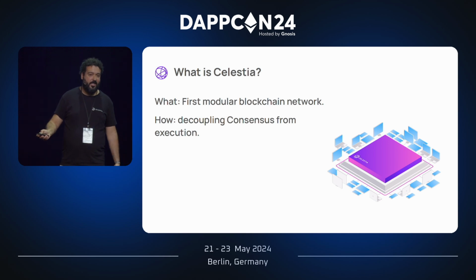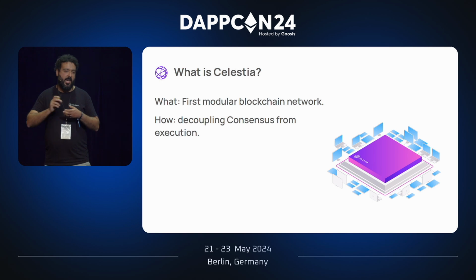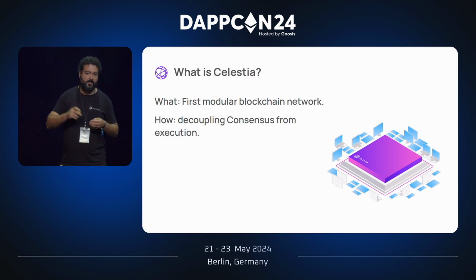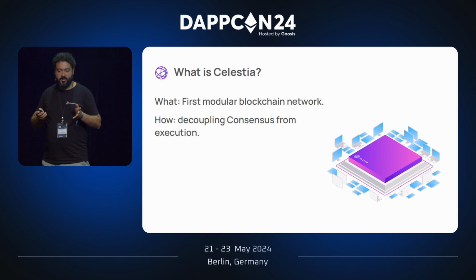So what is Celestia? Celestia is basically the first modular blockchain network because it's stripped down to its core components. It is a chain that only handles consensus and data availability and is specialized for that. And execution happens completely somewhere else. There's even no settlement layer. There's a very minimal state machine for the chain to function. So there are transfers, proof of stake, nothing else.